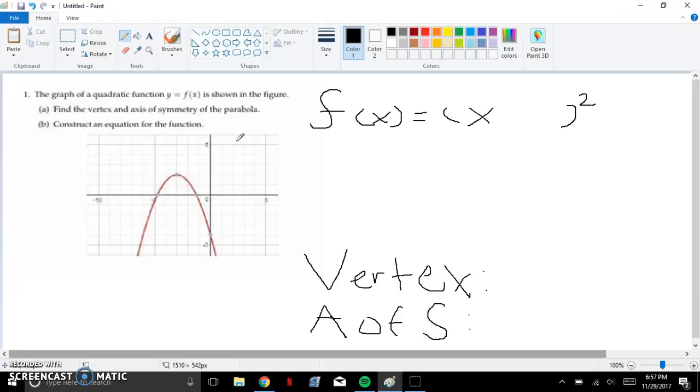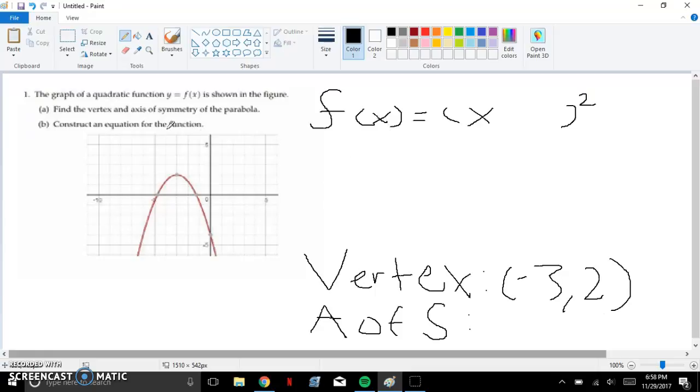So, the vertex of a function is the middle point of the function, which is labeled right here. So if we were to find that, we would go 1, 2, 3 spaces to the left and 2 spaces up, putting this point at (-3, 2). And that is our vertex.